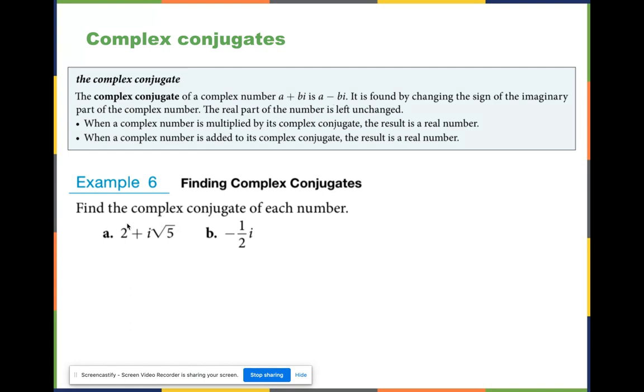Okay, so in your mind or on a piece of paper, maybe think, what are the complex conjugates of these two numbers? 2 plus i square root of 5 and negative 1/2 i.